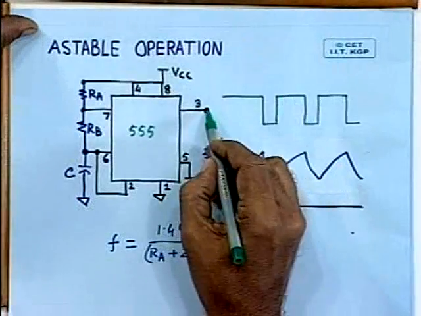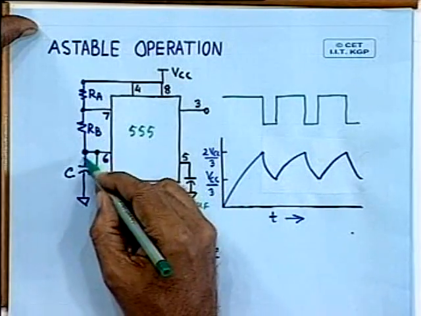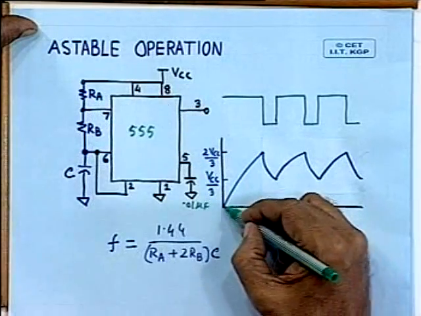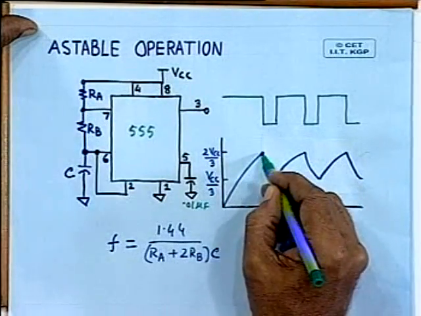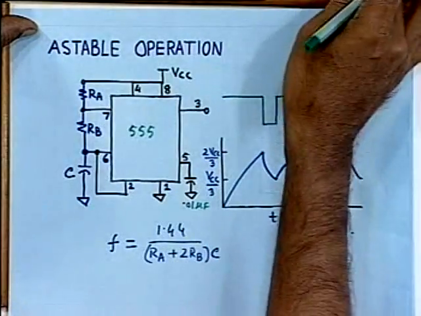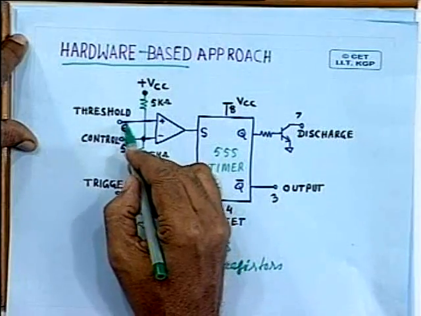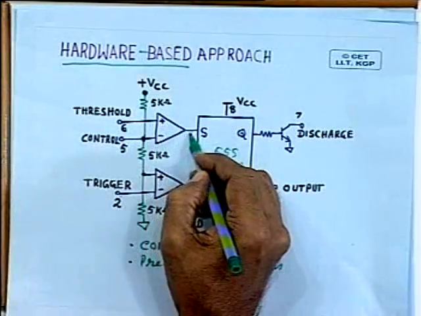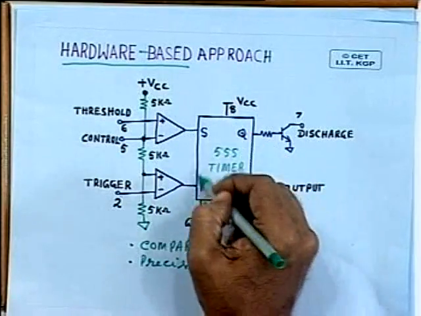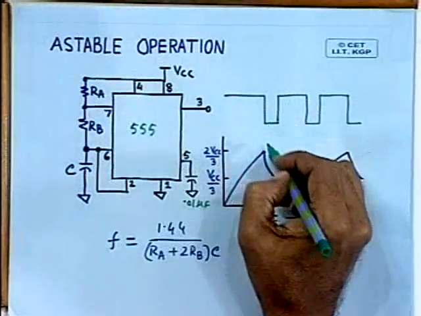So you will get 1 at the output 3, but as the capacitor charges through RA and RB, it reaches initially VCC by 3 and then 2 VCC by 3. When it reaches this level, 2 VCC by 3, as it is connected to pin number 6, this particular comparator turns on and output becomes 1. So that sets this particular flip flop, and when it sets this flip flop, the output goes down as it is shown here.